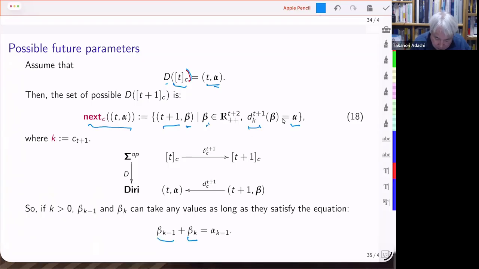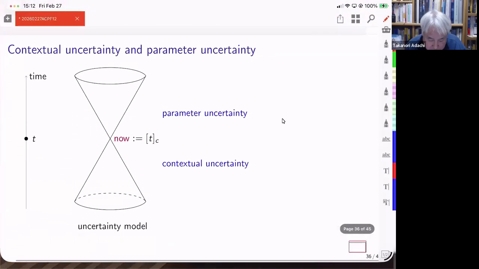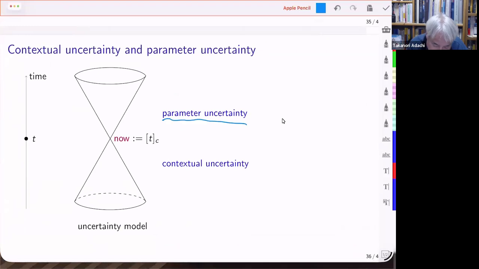So this is a constraint, but we have some freedom. For beta k-1 and beta k, you can take any values as long as they satisfy these constraints. Of course, each beta is positive, but some of them should sum to alpha k. But we have freedom. So this is a parameter freedom, and this is a parameter uncertainty for the future.